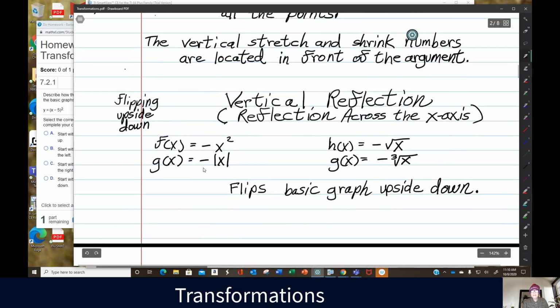And then sticking a negative sign in front of the function flips the graph upside down in what's called a reflection across the x-axis.